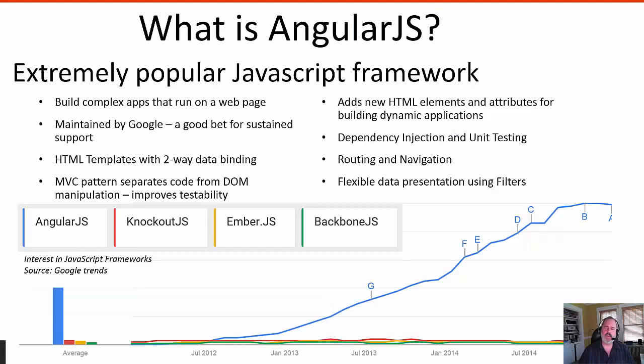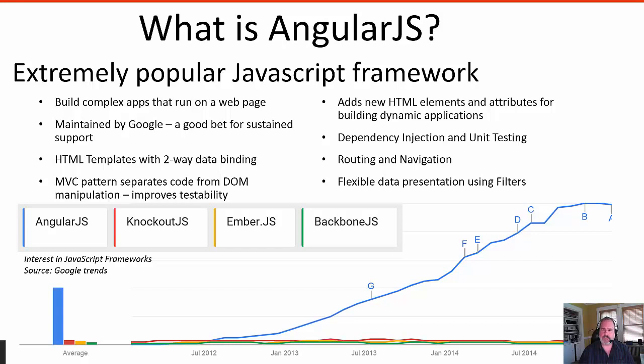What is AngularJS? Well, it's an extremely popular framework. The chart is actually from Google Trends and just shows, based on search traffic, the interest in these different popular JavaScript frameworks. And although they don't really give us an index on the y-axis to see exactly how much interest there is, you can see that over the last few years, Angular has really separated itself from the pack in terms of interest. A lot of enterprises like it because it's maintained by Google, which means that there's a good bet that it's going to be supported for a long time, and Google uses it for a lot of their own properties.